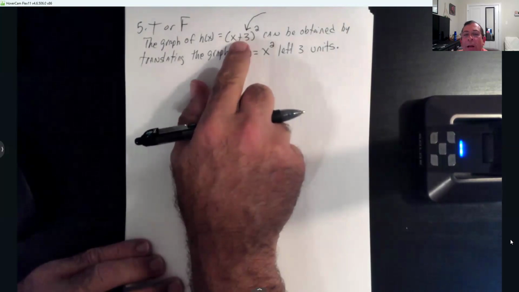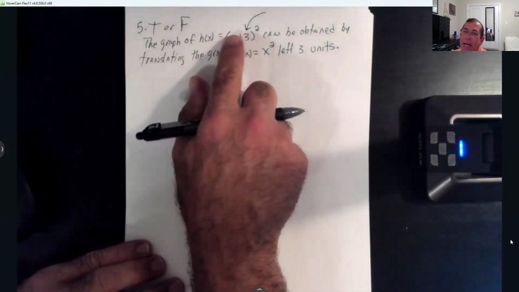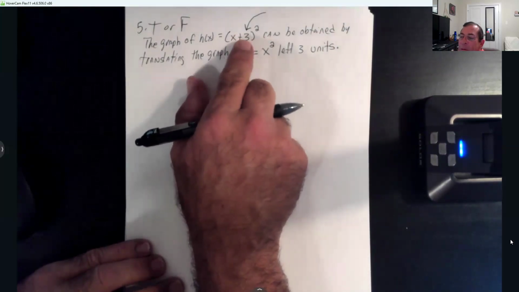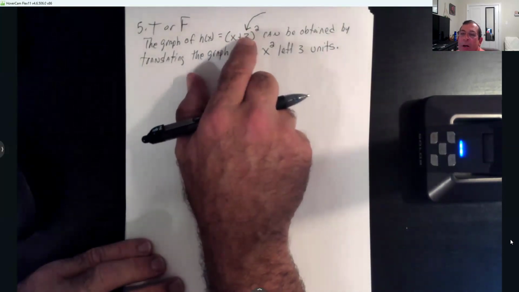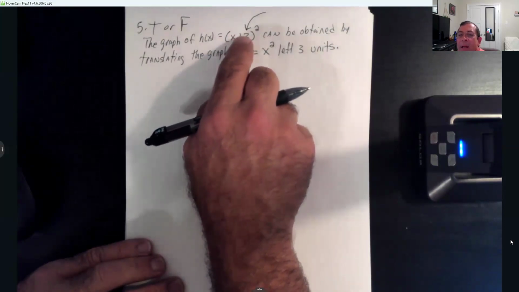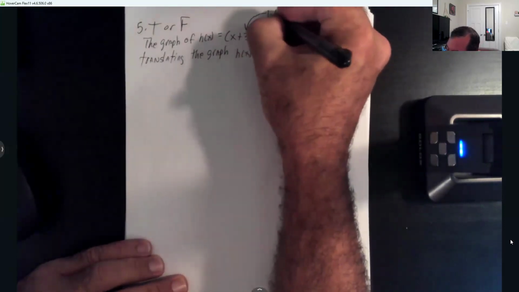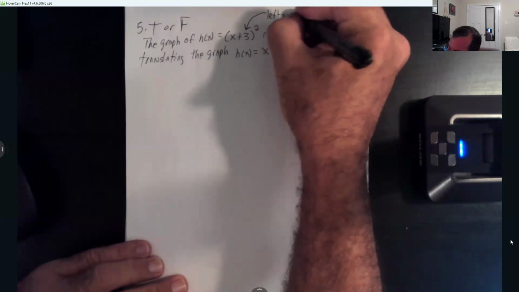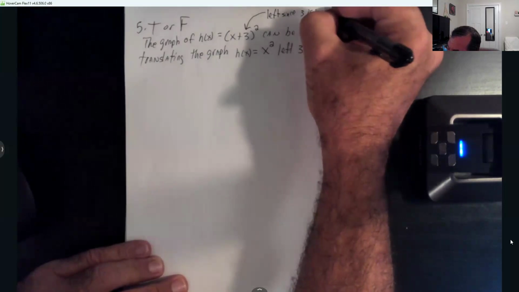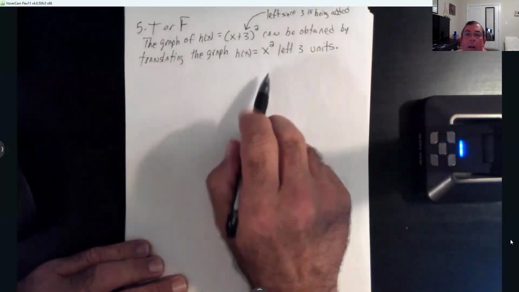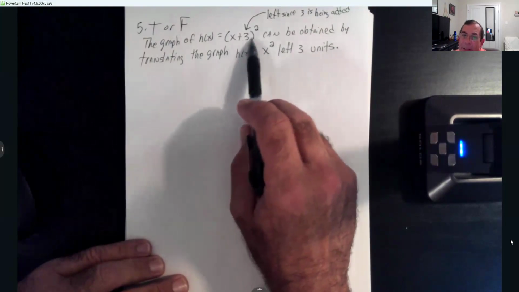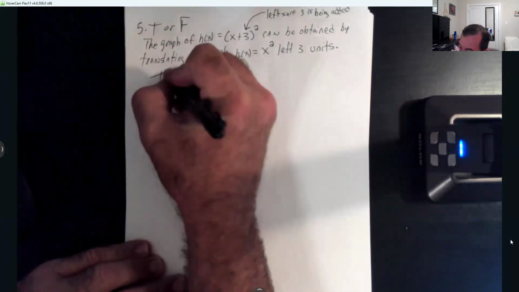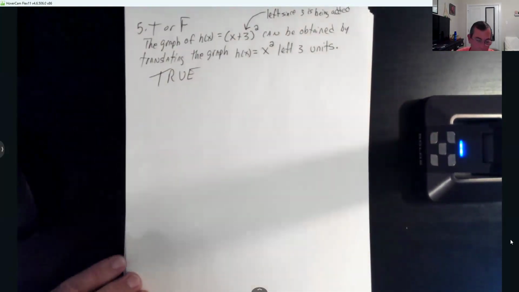So what we got to do is figure out what happens when you add 3 to the variable inside the parentheses. Well, that's going to make it go left or right. Remember, if the number's inside parentheses with the variable, that makes you go left or right. And we said when you added to the variable, it would move you left. So left, since 3 is being added. All right, well, they said, hey, it would move it left 3 units. So since that actually does make it go left 3 units, this one would be a true.